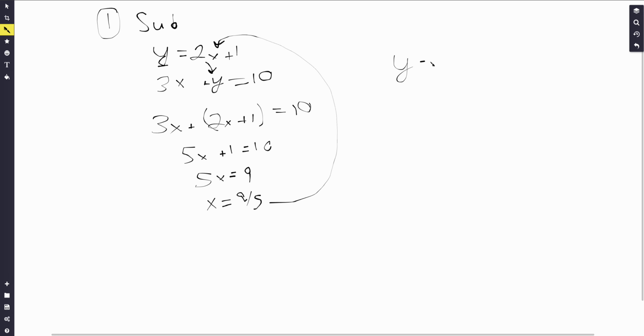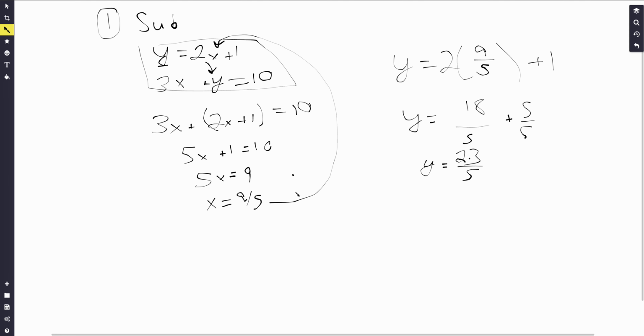So we know y is equal to 2 times 9 divided by 5 plus 1. So that means y is equal to 18 over 5 plus 5 over 5. And that means y is equal to 23 over 5. So the 2 values that satisfy our 2 equations right here would be: when x is equal to 9 over 5, y would be equal to 23 over 5. So that's the substitution method.